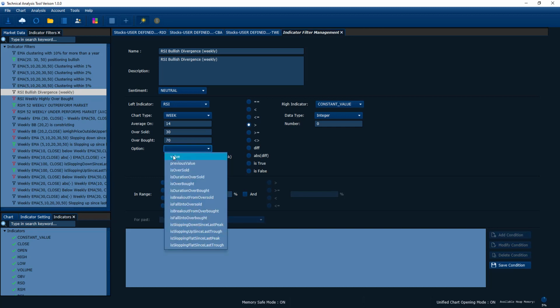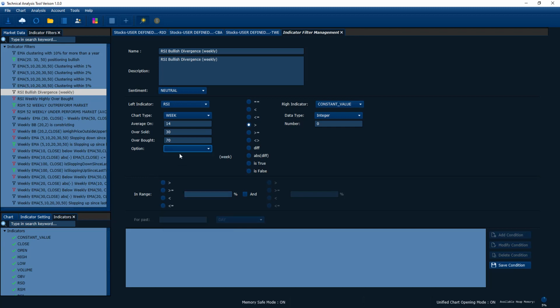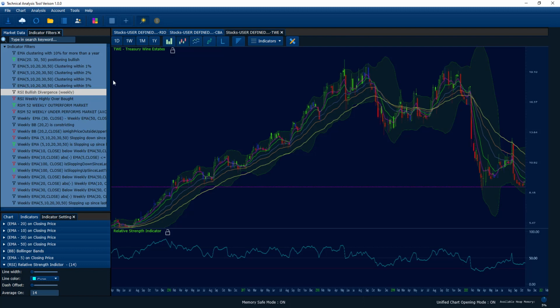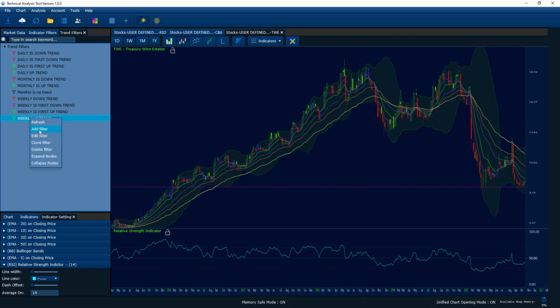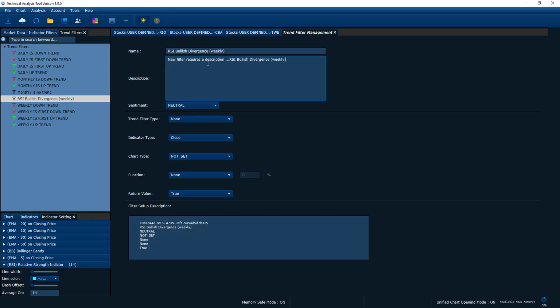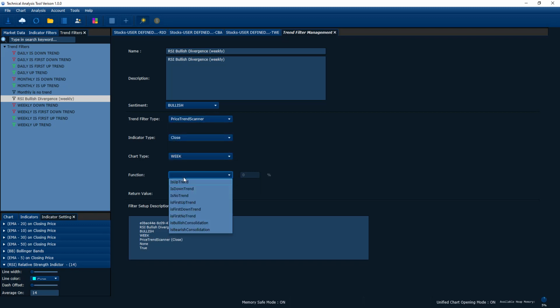And I'm going to pick a function. Sorry, that will be in our trend filter, another type of indicator. So let's delete this one. All right, going to the trend filter. This is the first time I've introduced the trend filter here. In the trend filter, you can select the divergence scanner. Let's just try the price one first, say weekly.